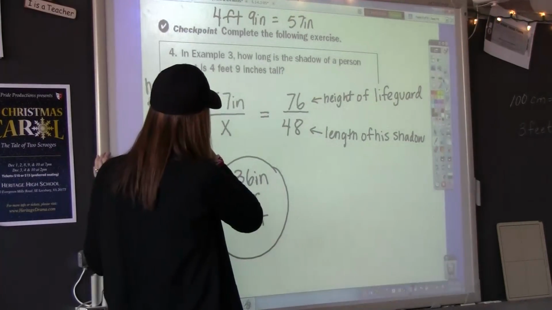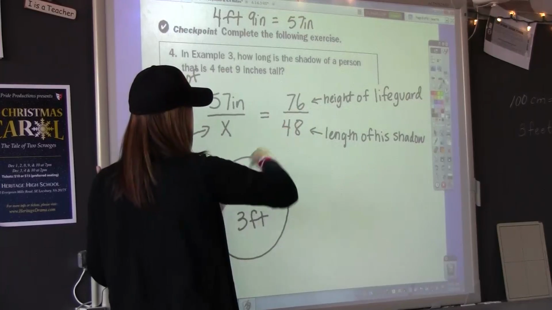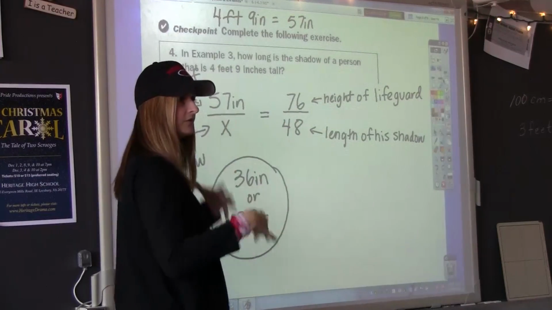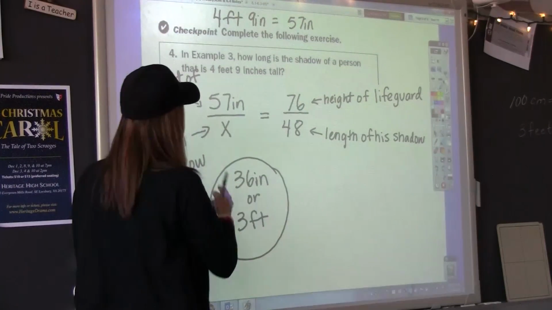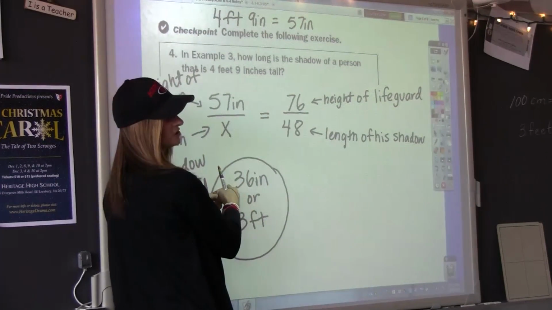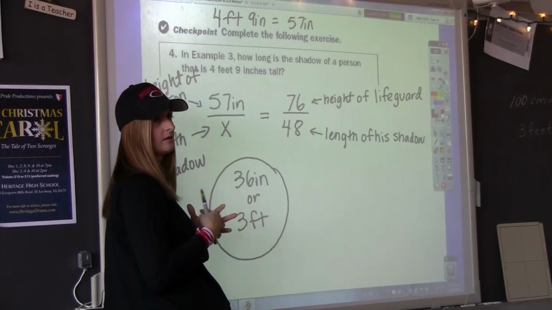Now I'm using inches over inches. But if you end up using inches over feet on both sides, that's fine. I end up cross multiplying and I get 36 inches. Depending on what you used, you might end up with 3 feet, and that's fine.